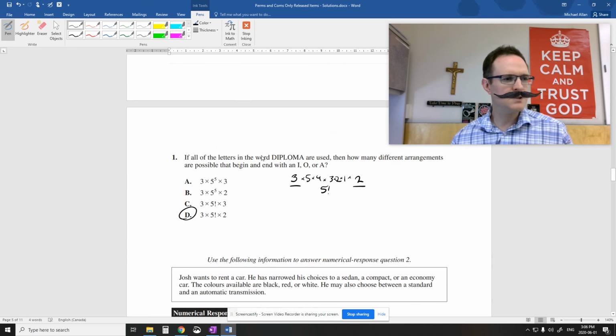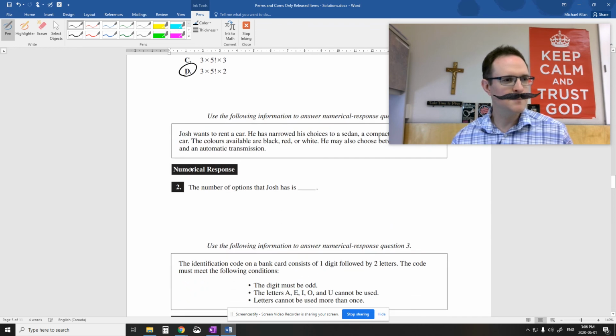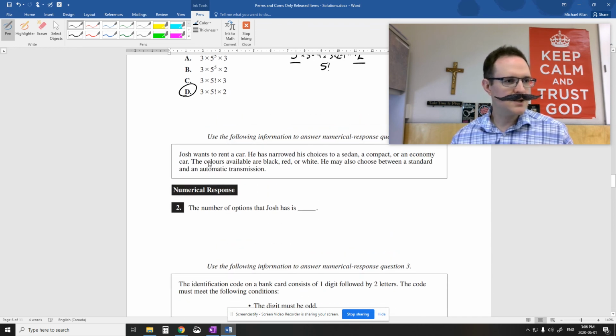Yeah, so most of the time when they talk about letters or words like this, we want to use them once. It doesn't specify that though. Okay. Josh wants to rent a car. He's narrowed his choices to a sedan, a compact, and an economy car. The colors are black, red, and white. He must choose between standard and automatic.